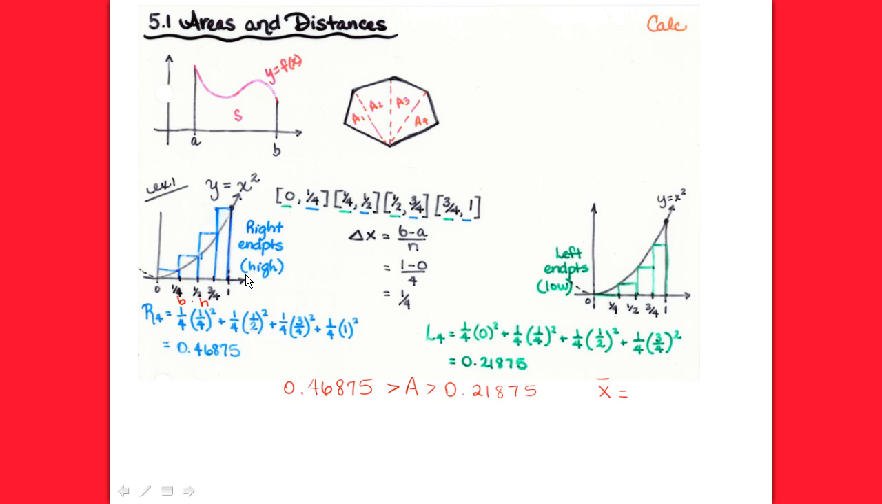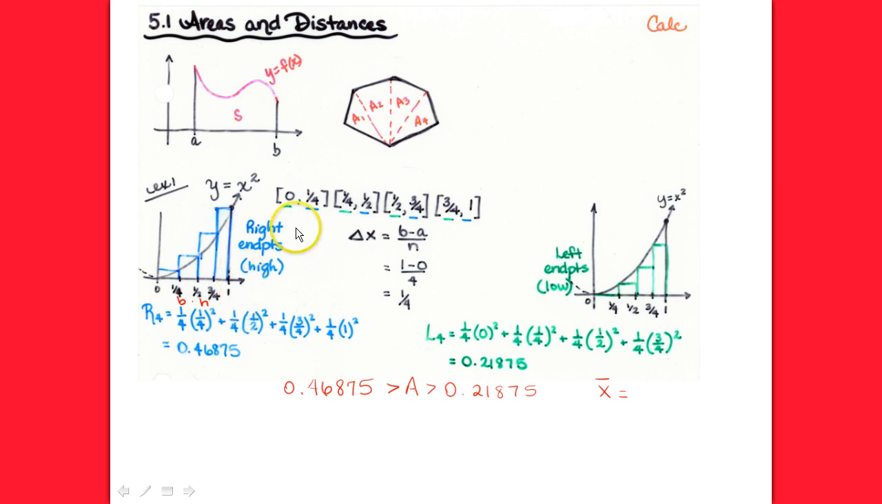They suggest in example number 1 that I start by using 4 rectangles. So if I'm going to break this up into 4 rectangles, I'm starting at 0 and I'm stopping at 1. If I divide that into 4 equal pieces, each of them is going to be 1/4 long. So my first rectangle would go from 0 to 1/4. My second one would go from 1/4 to 1/2. My third one would go from 1/2 to 3/4. And my last one would go from 3/4 to 1.